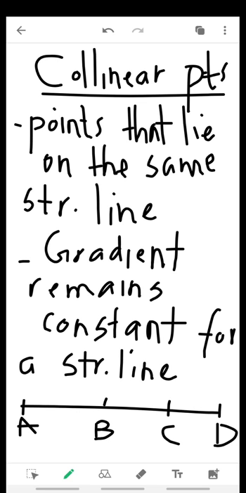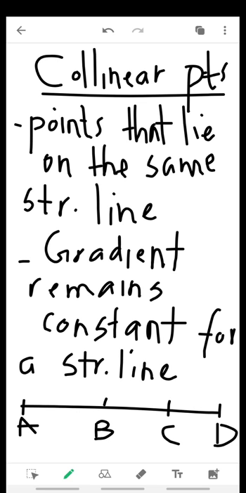Since this is a straight line, and since we said the steepness of a line doesn't change, its steepness will be constant. The gradient of any straight line remains unchanged. It remains constant. Then what does it mean? It means the gradient between AB, BC, CD, AC, BD, AD, it doesn't matter, will all be equal to one another. Why? Because this is a straight line. The gradient is the same everywhere.